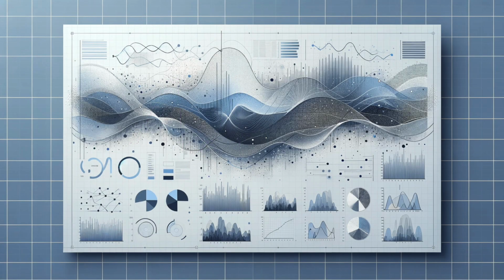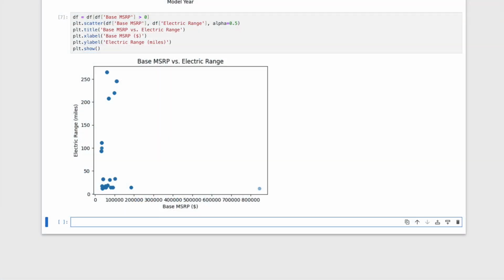Now, we will explore some of the more sophisticated visualization techniques available in Matplotlib that are invaluable for in-depth data analysis and machine learning. But first, let's clean the data to remove any rows where the base MSRP is 0. This will help us maintain the integrity of our visualizations and results.